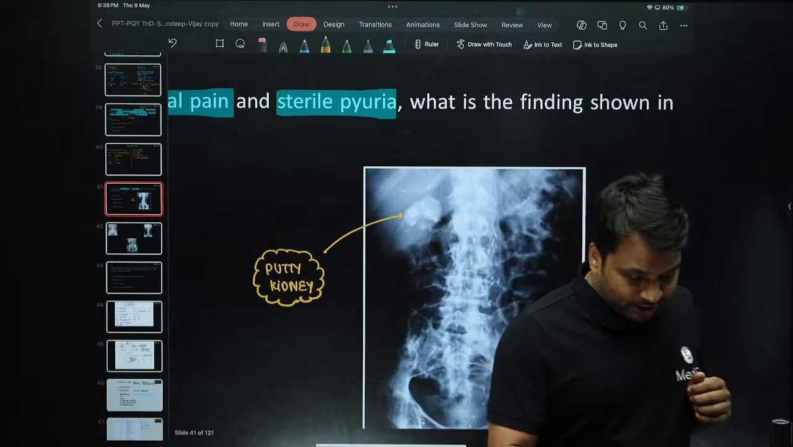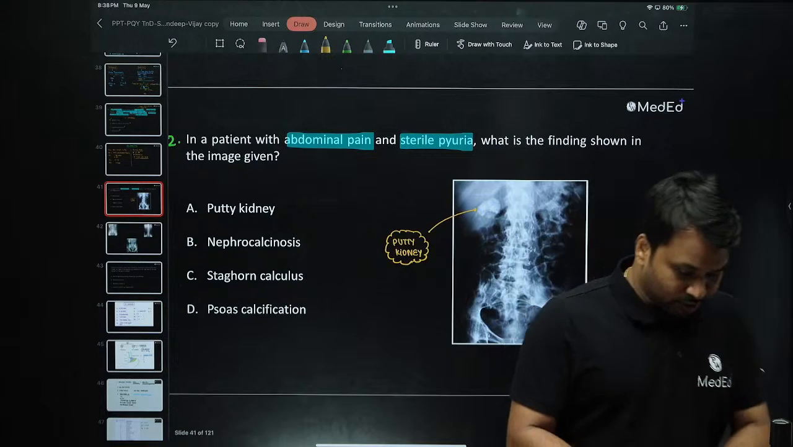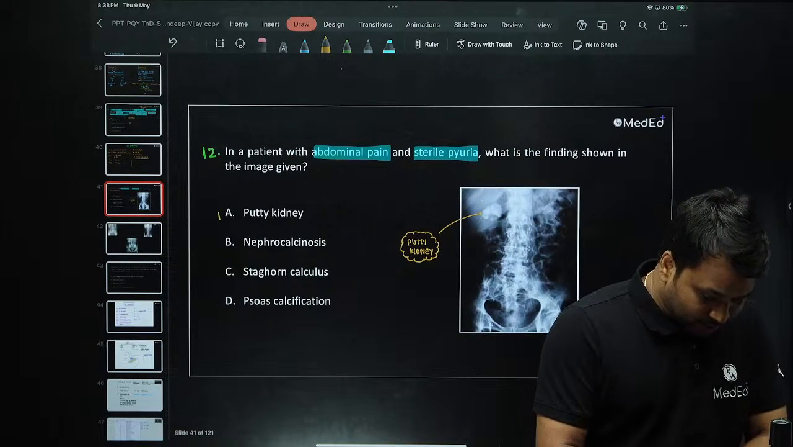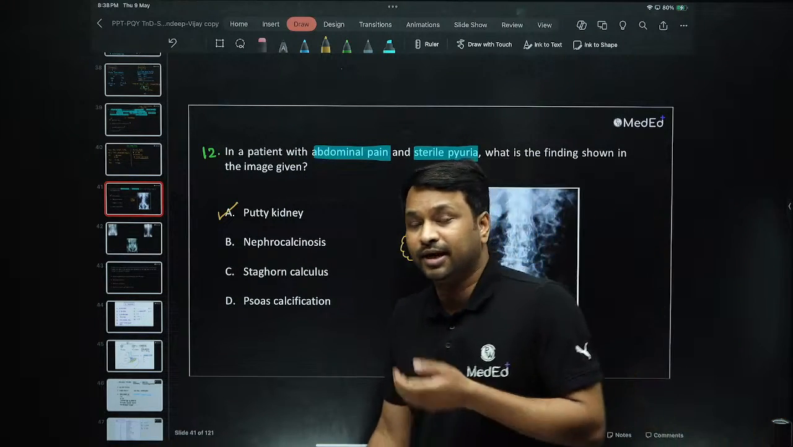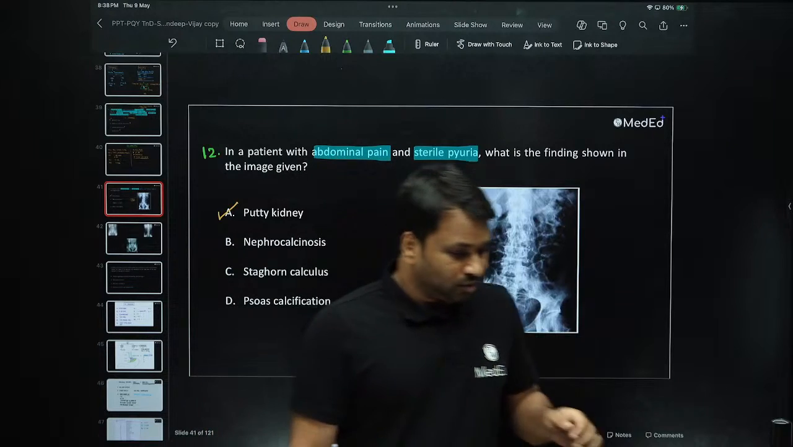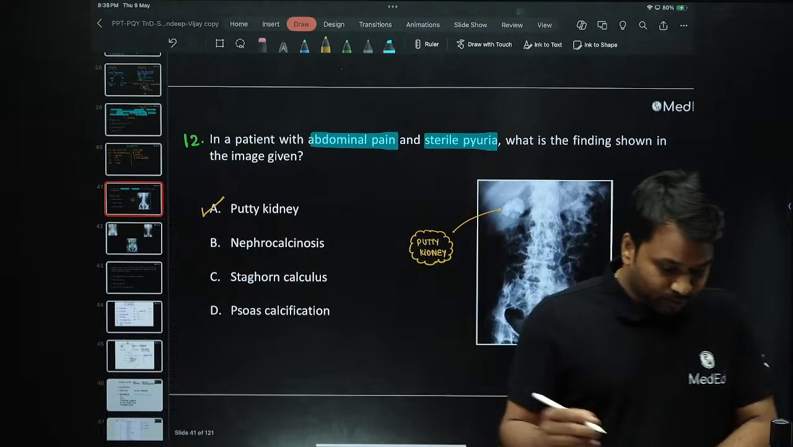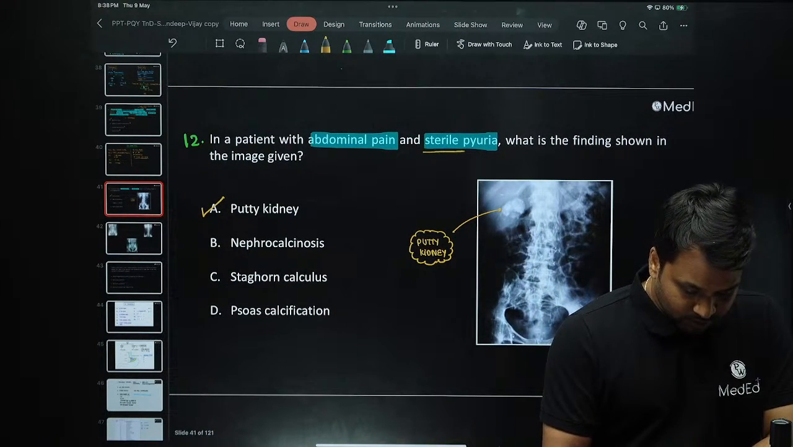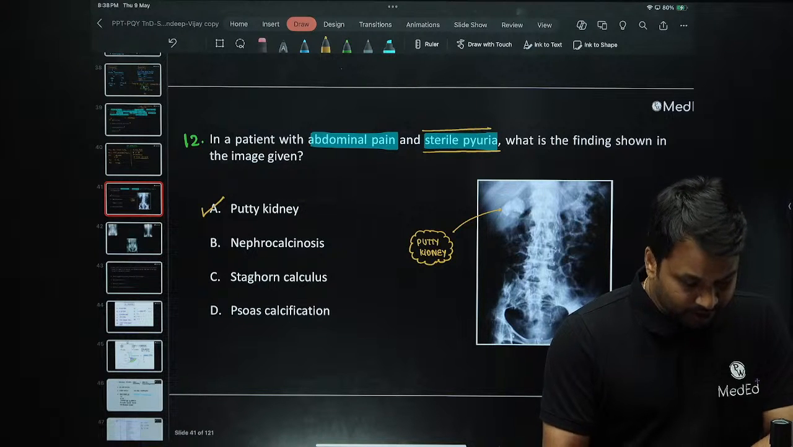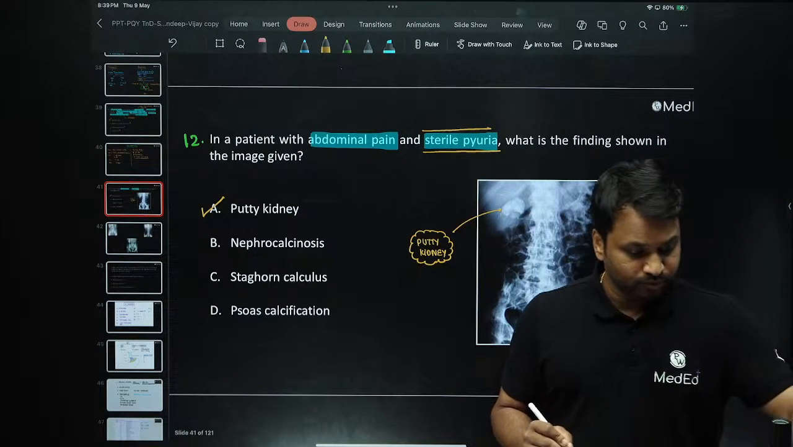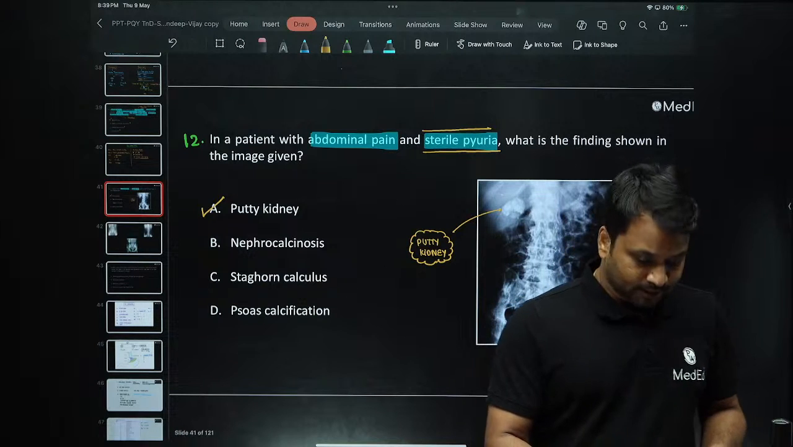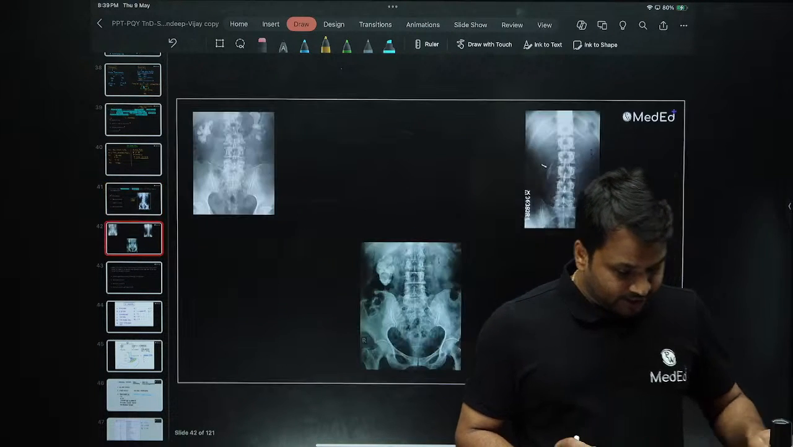So this is your putty kidney, and putty kidney is seen in tuberculosis, and sterile pyuria is also seen in tuberculosis, right? So sterile pyuria is an important pickup point here. It is a component that you need to look out for. Clear, guys? Okay. Now, what are the other findings that you have?